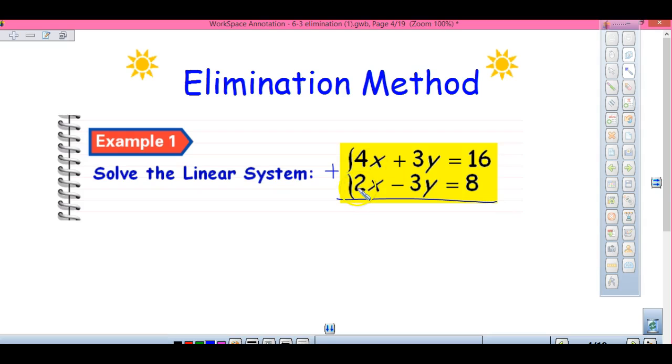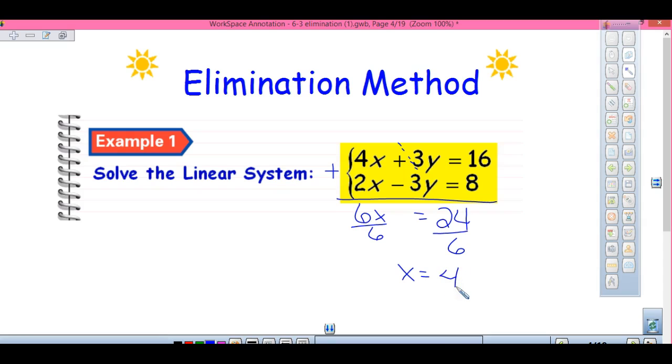Okay, and then we add these together. What's 4x plus 2x? 6x. What happens with my y's? What's 3y plus a negative 3y? They cancel out. Equals, what's 16 plus 8? 24. Now what do I have to do? Okay, how do I get x by itself? Divide by 6. So x equals 4. All right.